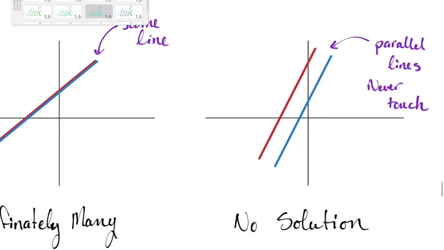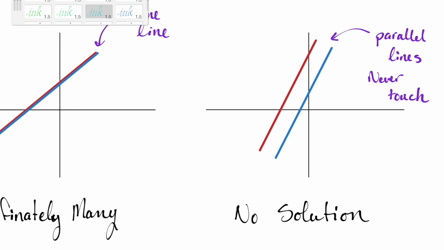The last kind is no solution, and this is when you have 2 lines that are parallel to each other and they never touch. So if my solution is going to be where the lines are touching and they never touch, then I must have no solution. This is another case where you could end up with your x and y values canceling out, and whatever results is not equal. So you could have 0 equal to 7 or negative 5 equal to positive 3. It just doesn't work out. It's not the same, so you would have no solution.